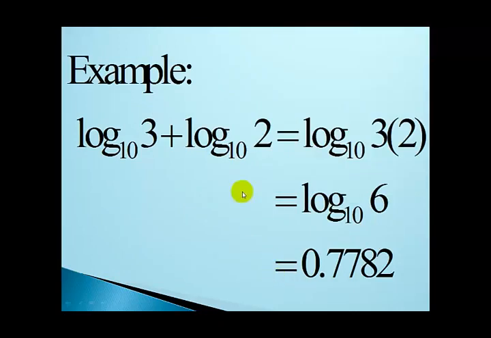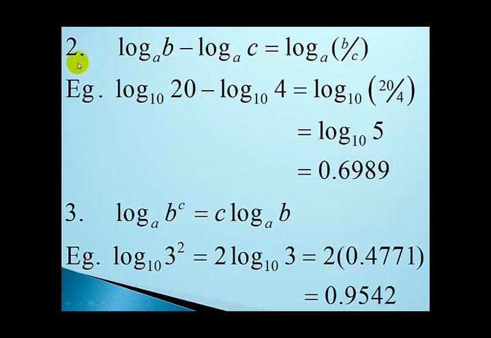Now, example: log 3 to the base 10 plus log 2 to the base 10 is equal to log 3 times 2 to the base 10. Because the logs are of the same base and they are adding, we keep one of the bases constant and we multiply the numbers. So we multiply 3 by 2, and that is how come we have 3 times 2. Now 3 times 2 equals 6. So this is equal to log 6 to the base 10, and log 6 to the base 10 is equal to 0.7782.